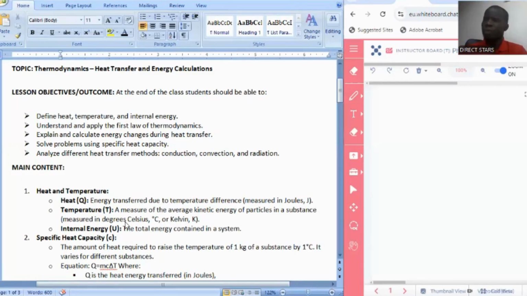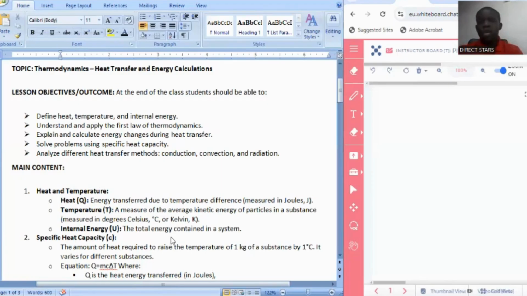Then temperature. What about temperature? Some books will tell you, oh, temperature is the degree of coldness or hotness of a body. That's correct. But the average kinetic energy of the particles in a body is temperature. So these two descriptions given to temperature are all correct. It's the degree of hotness or coldness of a body, or the average kinetic energy of a body. Both of them are correct. The unit of temperature is degrees Celsius or Kelvin, represented with a K.